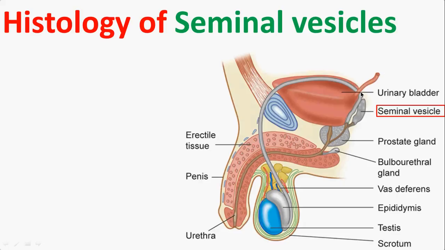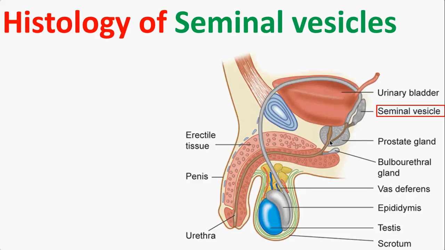We have discussed this is a Vas deferens and this is a seminal vesicle. Both of these form this ejaculatory duct, and this opens into the prostatic part of the urethra. This is the prostate and this is the urethra, and this is the prostatic part of the urethra. So the Vas deferens and the duct of the seminal vesicle form the ejaculatory duct, which opens into the prostatic part of the urethra.